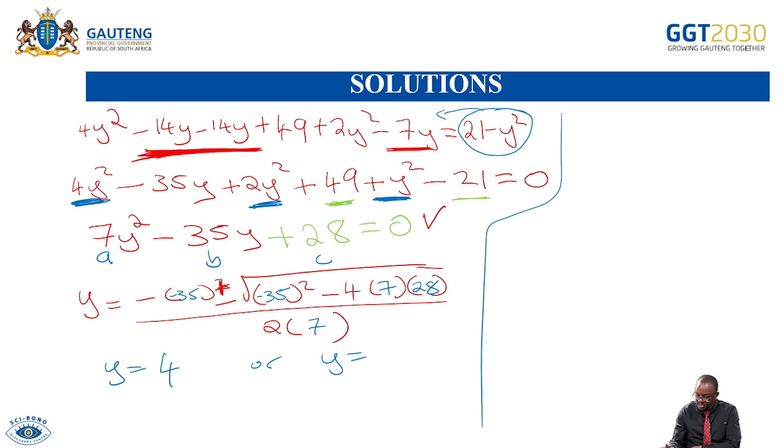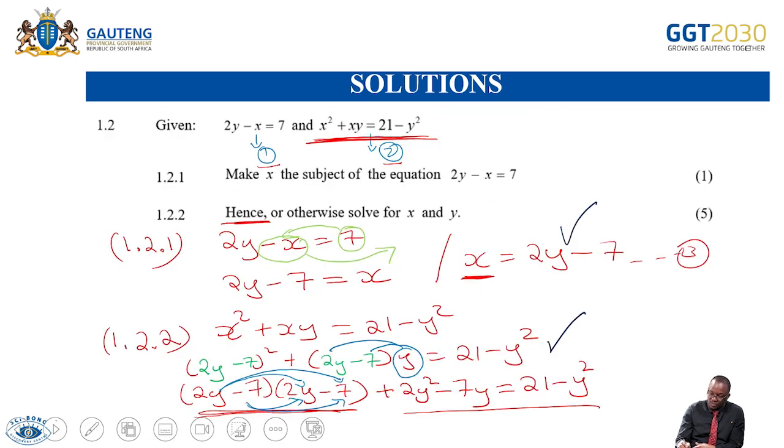Then you go and change the sign from positive to negative. Then you get 1. Remember, you start with positive, then you come with negative on the quadratic formula. Then your y is 4 and 1. Correct? So if you have 4 and 1 there, then you will say sub y into equation number 3. If you go to equation number 3, it's x is equal to 2y minus 7.